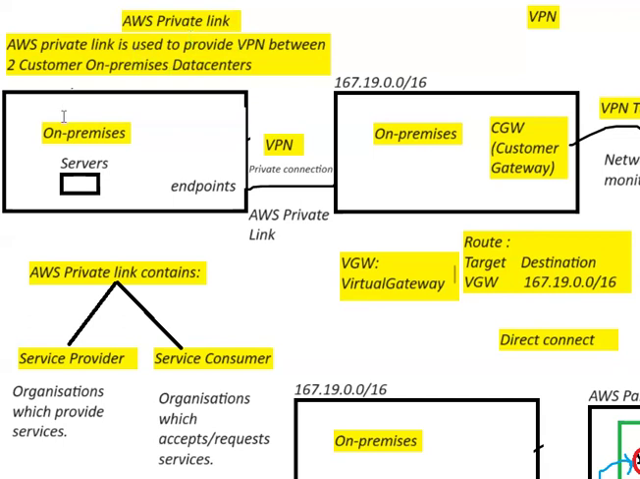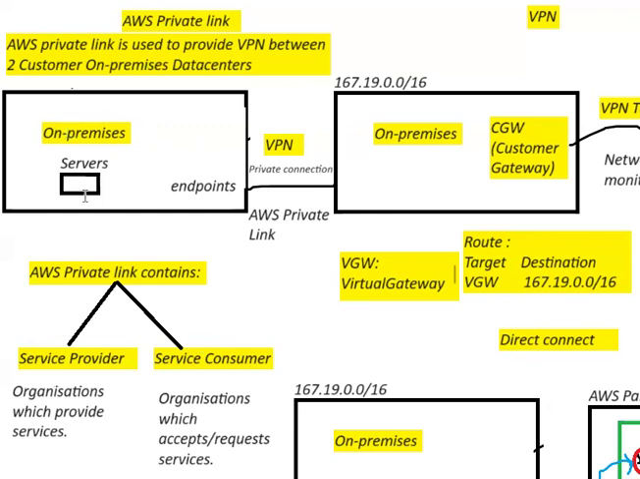Whenever we require a private connection between two on-premise data centers, then we prefer AWS PrivateLink. How do you provide a connection between two on-premise data centers by using this PrivateLink, sir? By using this PrivateLink, you can configure two options: service provider and service consumer.